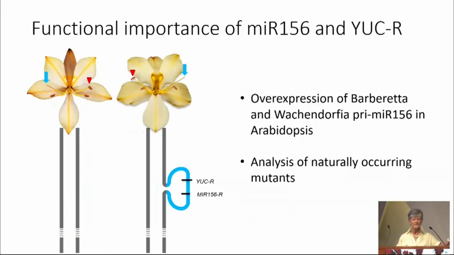So what's the functional importance of this? We've got a MER156, we've got a YACA-R. Now, the challenge of working on a non-model plant is that you can't go and do the standard types of genetic tricks that you can do with Arabidopsis, and so you've got to be a bit creative. So one thing we thought we could do is try and overexpress this PRI-MER156 in Arabidopsis and see if we get a MER156 type phenotype, and also look for naturally occurring mutants.